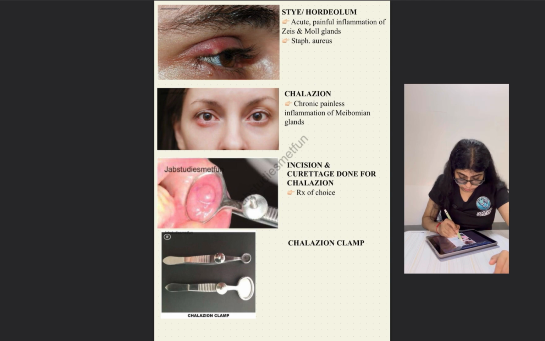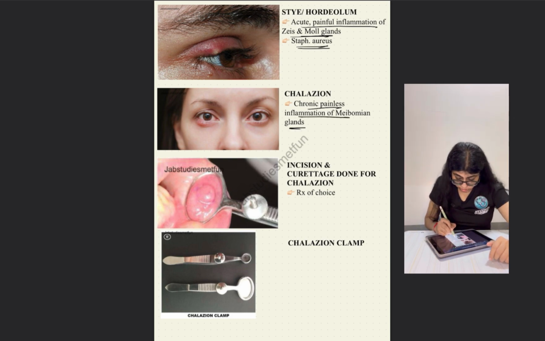Stye or hordeolum. It is acute painful inflammation of the Zeis and Moll glands. Mostly it is caused by Staph aureus. Chalazion is a chronic painless inflammation of meibomian glands. Incision and curettage is done for chalazion. It is the treatment of choice, and you use a chalazion clamp for it. You can see that the eyelid has been outwardly turned, and a chalazion clamp is used to isolate the chalazion and to remove it.